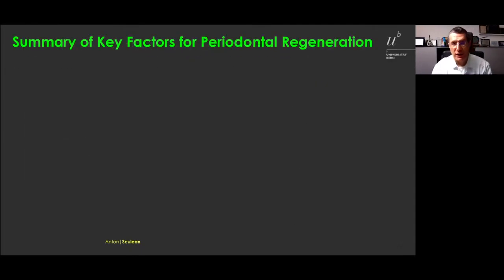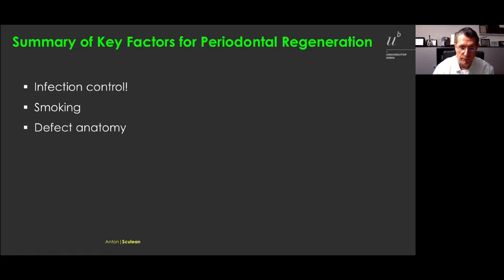Let me summarize the key factors responsible for periodontal regeneration. First of all, please control the infection. Never do a surgery in an infected area. Second, smoking. Control for smoking, very important. I know it is not easy. Some patients are very reluctant, but be aware that the outcomes in smokers is less predictable than in non-smokers.